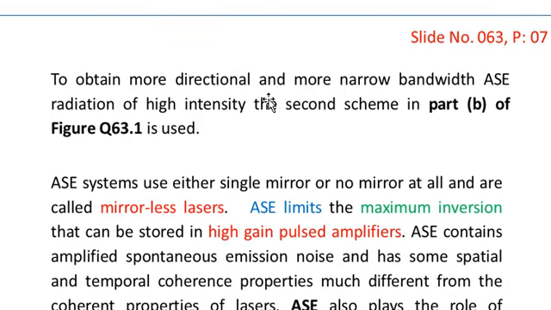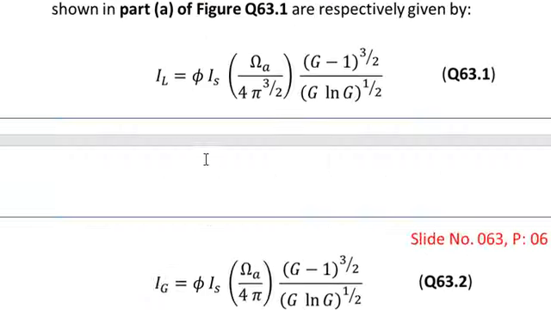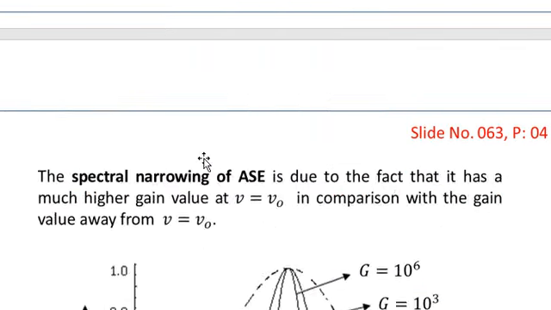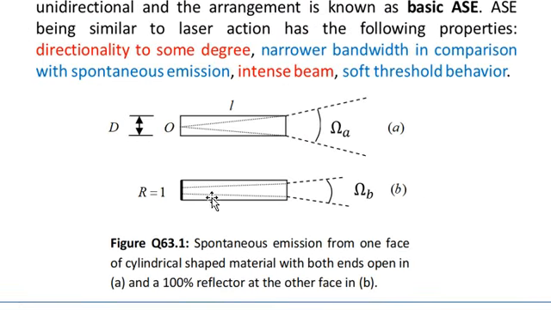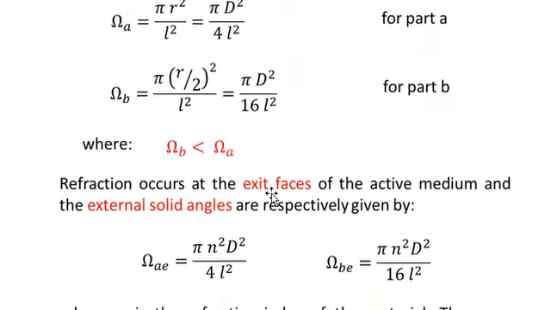To obtain more directional and more narrow bandwidths of the amplified stimulated emission radiation of high intensity, the second scheme in part B of the figure is used. That is, for a more directional beam, for more narrowing bandwidth of radiation and with the high intensity of the radiation, we can use the geometry shown in part B in comparison with part A. So B could be preferred.